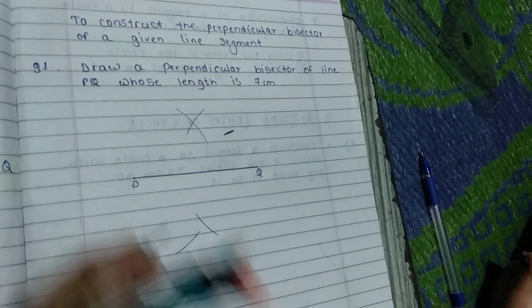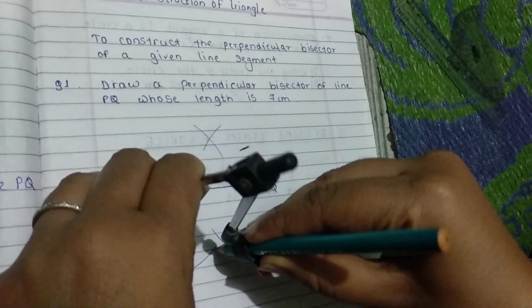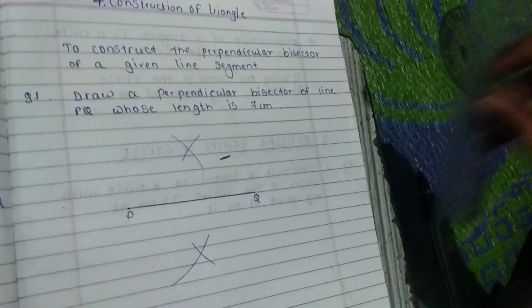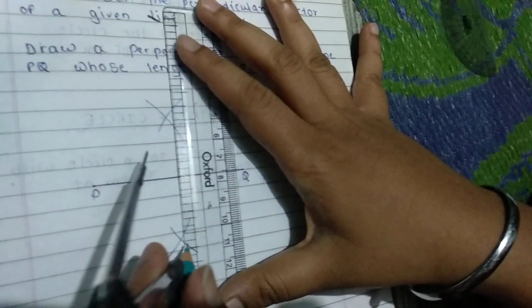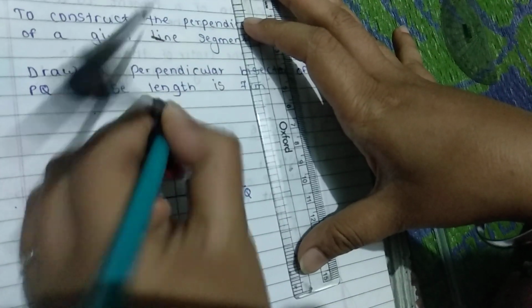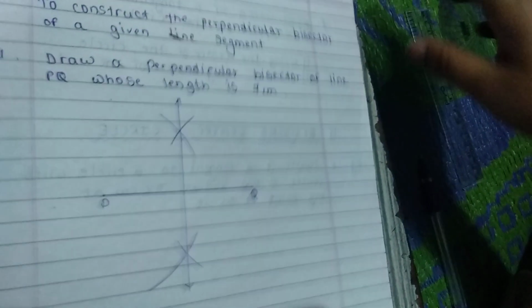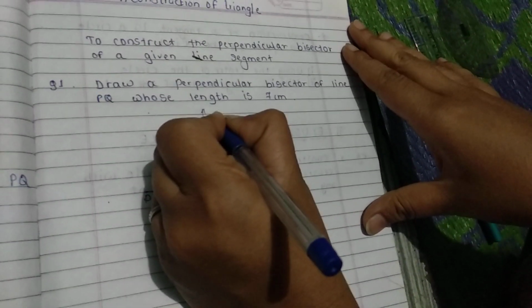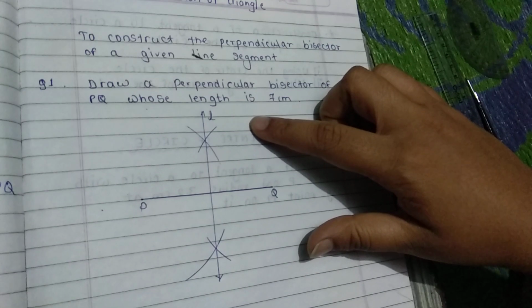If the arcs are not intersecting, then again do the same method and complete it. Now here we will get two intersecting arcs. So now with the help of the scale, join those two intersection points. And now this line is nothing but a perpendicular. Now give a name to that line. Suppose we give the name L. So this line L is nothing but the perpendicular of the segment PQ.